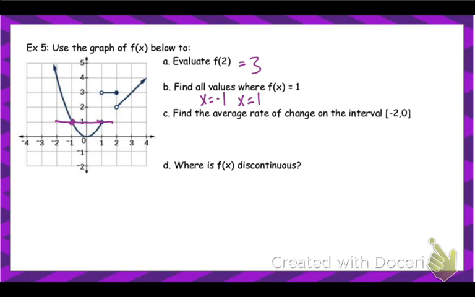All right, average rate of change. That is, again, something from Algebra 1, but this one might be a little bit different just because of the notation. Okay, average rate of change is another word for slope. So this is saying what's the slope on this interval.